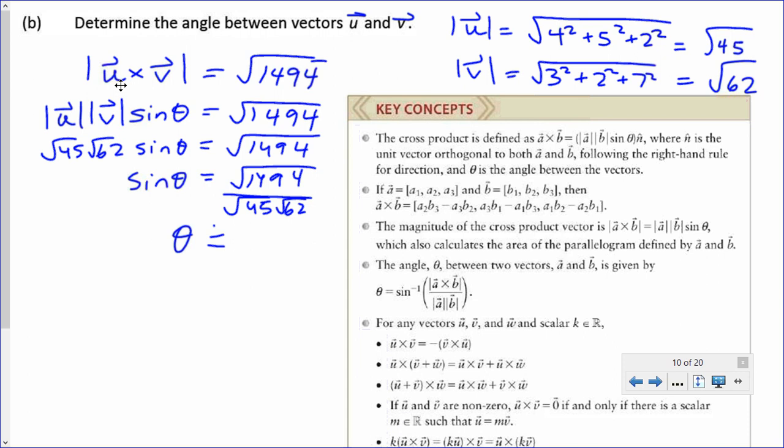Okay. 21 and 4. Okay, perfect. So, root 1494 over root 45 root 62, I think you got 47 degrees if my memory serves me. Yeah, I think that's correct.